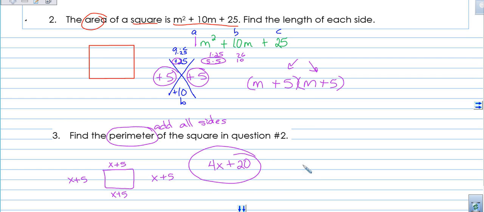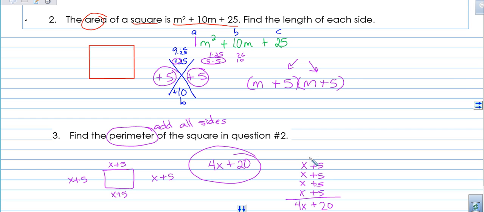You can think of it like x plus 5, x plus 5, x plus 5, x plus 5. Also, if you're struggling, you have 4 x's, 5 plus 5 is 10, 10 plus 5 is 15, 15 plus 5 is 20. Okay? So that's another way you could think about it as well.